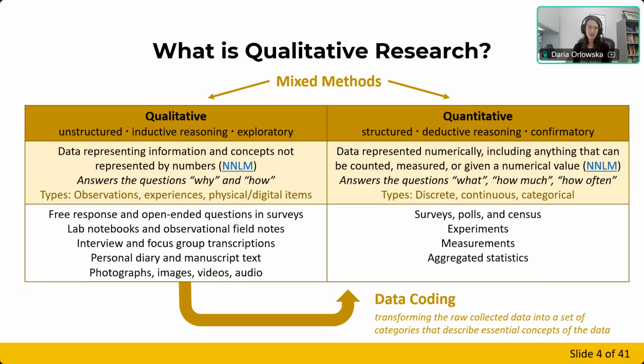So the way that we typically see quantitative research is surveys, especially if you can categorize them and translate them into numbers. Polls and census data is also a really good one. You have experiments, so people can look at something and measure it. Same with measurements, assigning a numerical value to something, and aggregated statistics. Aggregated statistics kind of goes back to the census.